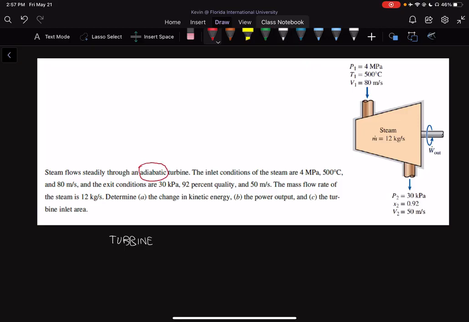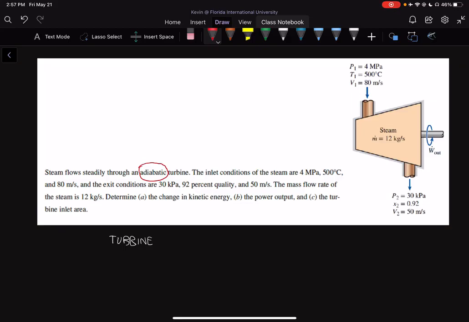It tells us that the inlet conditions of the steam are 4 megapascals, 500 degrees Celsius, and 80 meters per second, and the exit conditions are 30 kilopascals and 92% quality and 50 meters per second. It says that the mass flow rate of the steam is 12 kilograms per second. Determine A, the change in kinetic energy, B, the power output, and C, the turbine inlet area. So we have three terms to determine.